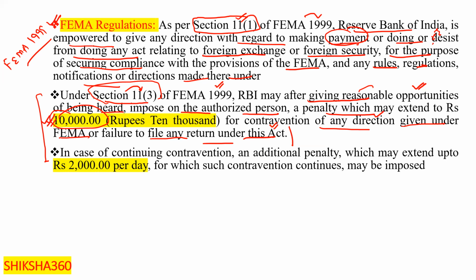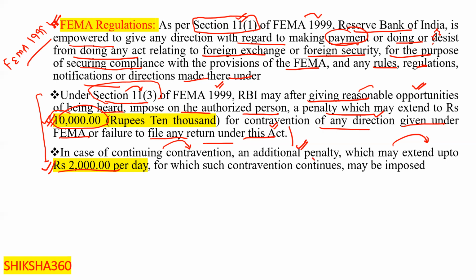And if they continue doing this, in case of continuing contravention, an additional penalty which may extend up to rupees 2,000 per day for which such contravention continues may be imposed. If they are continuously not complying with the guidelines, they have to pay a penalty of rupees 2,000 per day for such contravention.